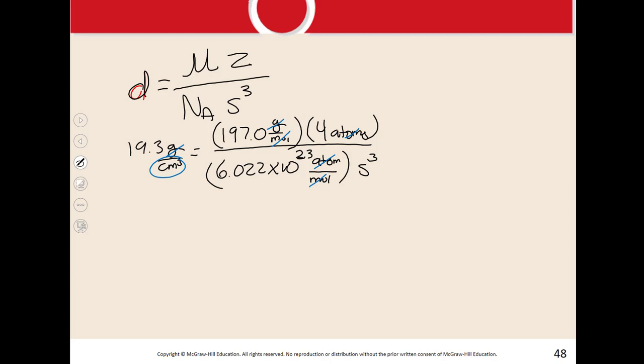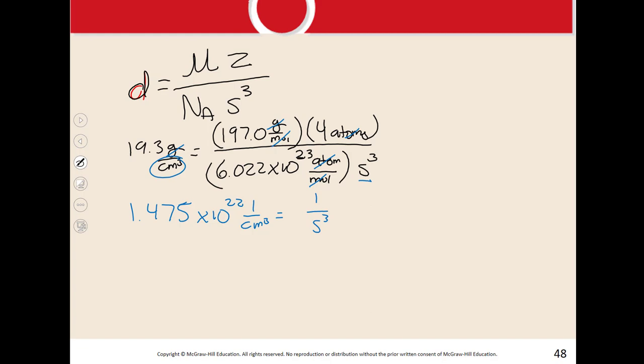So bringing everything over to the other side, I ended up with 1.475 times 10 to the 22nd. Not cubic centimeters, but this is the reciprocal of cubic centimeters. And on this side, the only thing I'm left with is the side length cubed, but it's also the denominator. So what do we do when both things we want are in the denominator? Reciprocate. Reciprocal of both sides.